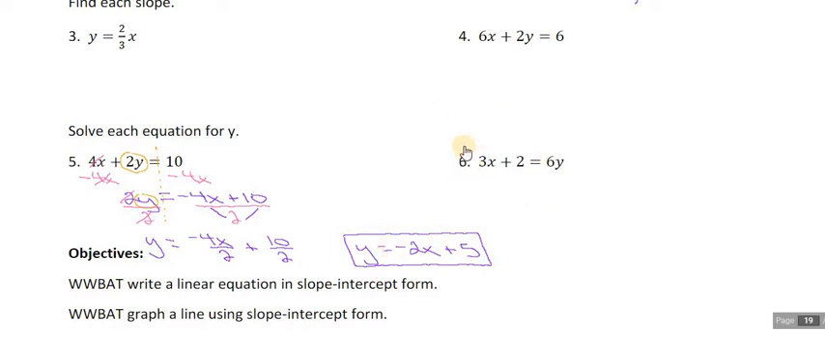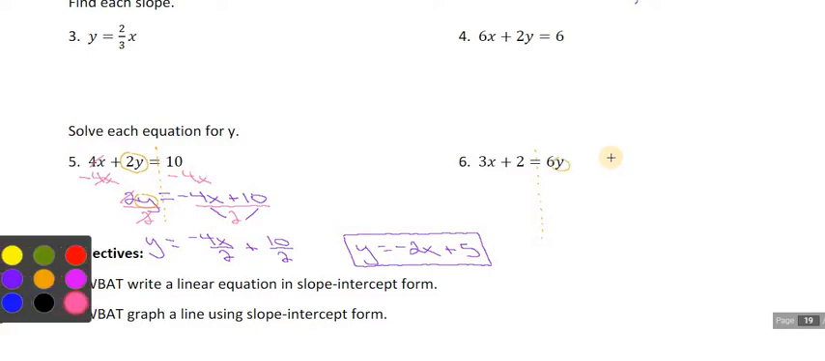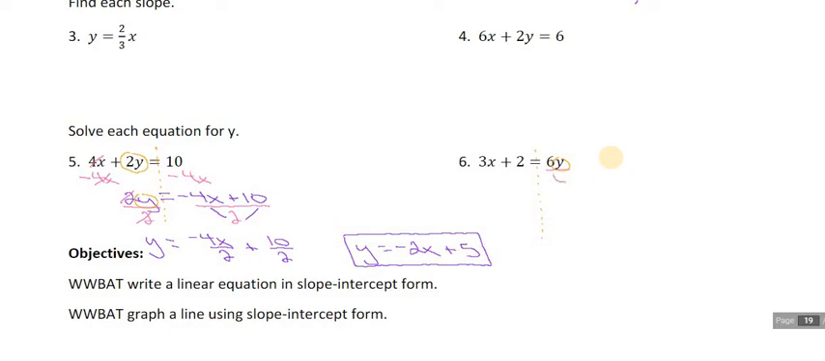In number 6, if we solve for y, dotted line through the equals sign, I want to get y by itself. Well, the whole y term is already alone, so that's good. So let's completely isolate y now. So in order to do that, we're going to divide both sides by 6. And just like the previous problem, because the 3x and the 2 are both getting divided by 6, I'm going to show that. We have 3x over 6 plus 2 over 6 equals y.